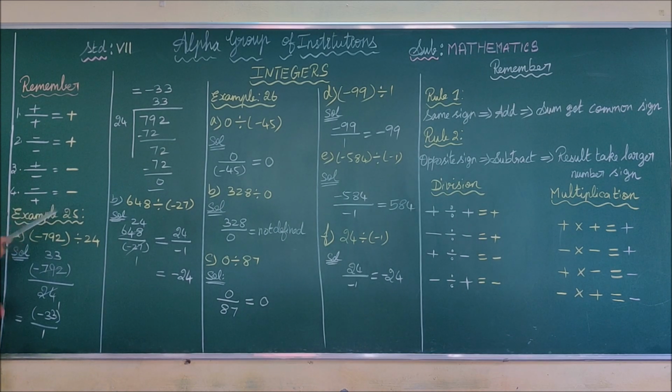It's clear, children? Let us see example 25 first. What is in example 25A division? Minus 792 divided by 24. That is, you have to divide the minus 792 by 24. You can do this sum by many methods. That is, you can use the cancellation. You can cancel 24 and 792 by the 6 standard, by 2 table or 4 table.